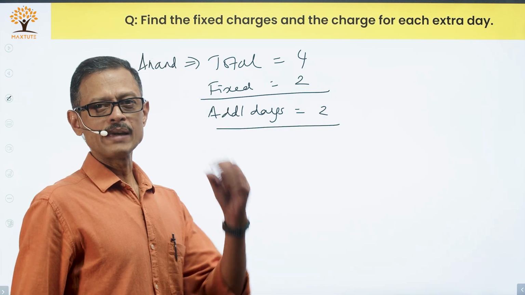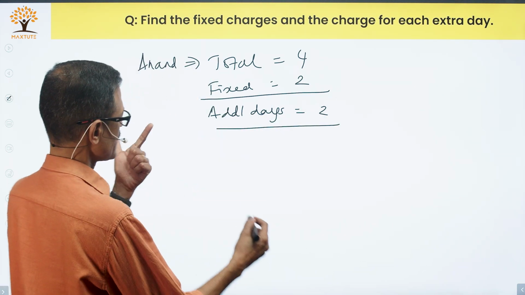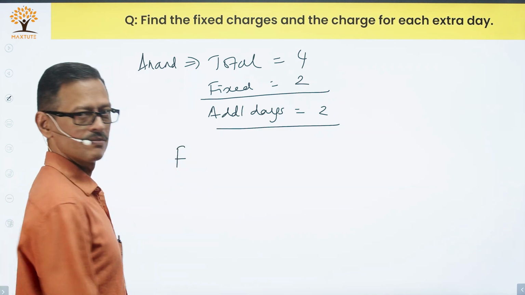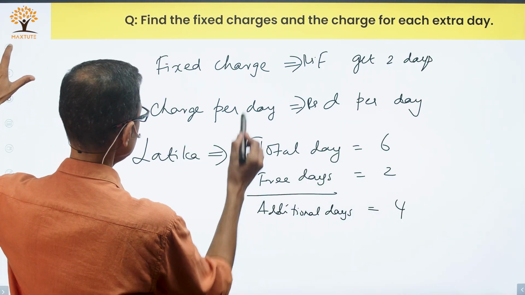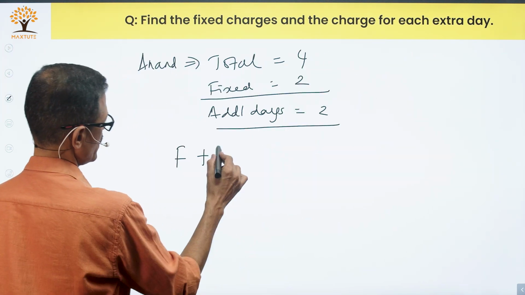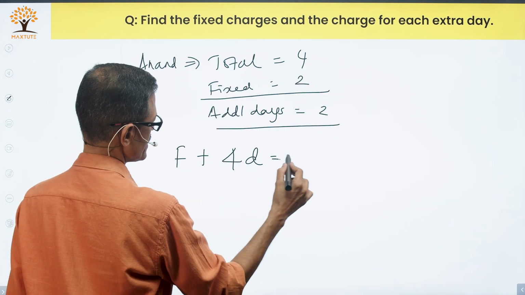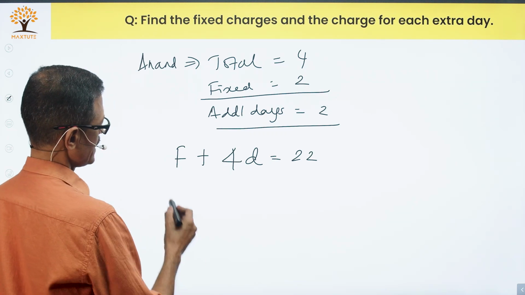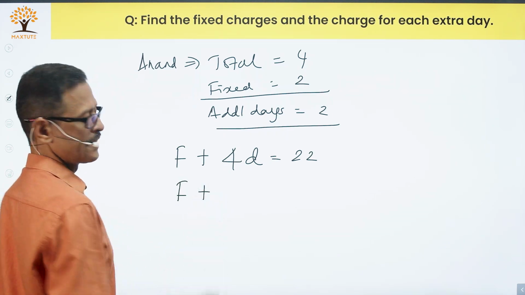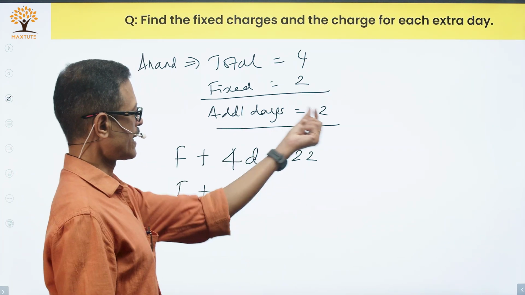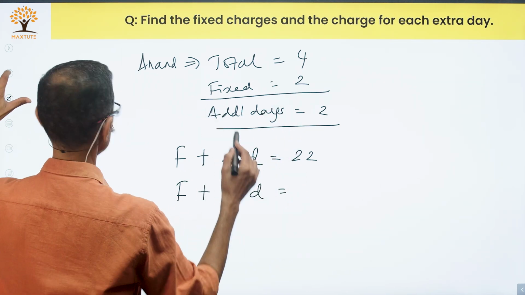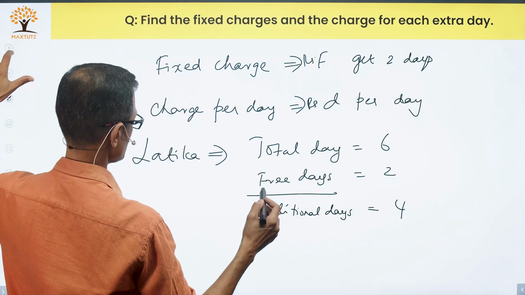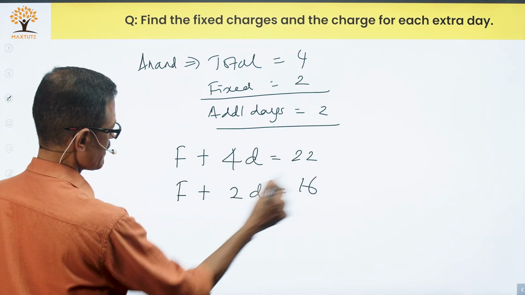Let's frame an equation for Latika. She'll pay a fixed charge plus additional days, which are 4 days for her. Each additional day, the cost is d. So f plus 4d is equal to 22. In the case of Anand, same fixed charge. He has borrowed it for a total of 4 days, so additional days is only 2 days. f plus 2d is equal to 16. 2 equations, 2 variables.